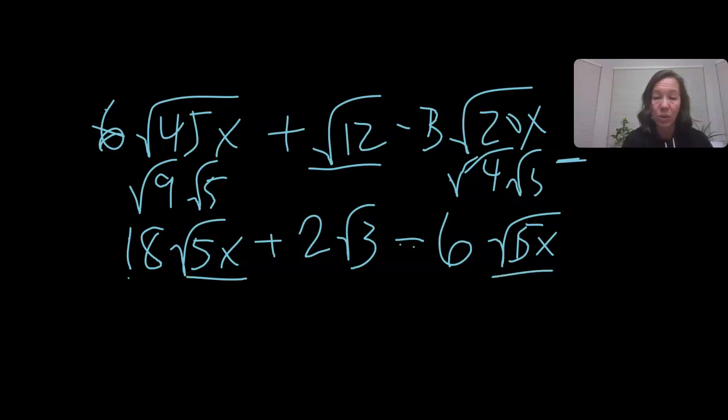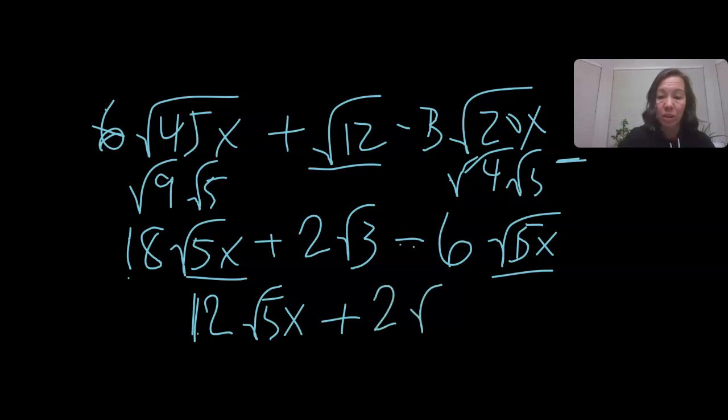Okay, so now that we've simplified each of these, you should notice that there are like terms here. So we can combine 18 square root of 5x minus 6 square root of 5x, and we just do 18 minus 6 is 12 square root of 5x plus 2 root 3. This one is not like, so it can't be combined, so we'll just leave it like that. So you can only add or subtract if you have like terms, if you have like radicals, and if it's not like at first, you'll simplify each to see if you can get them to be like terms.